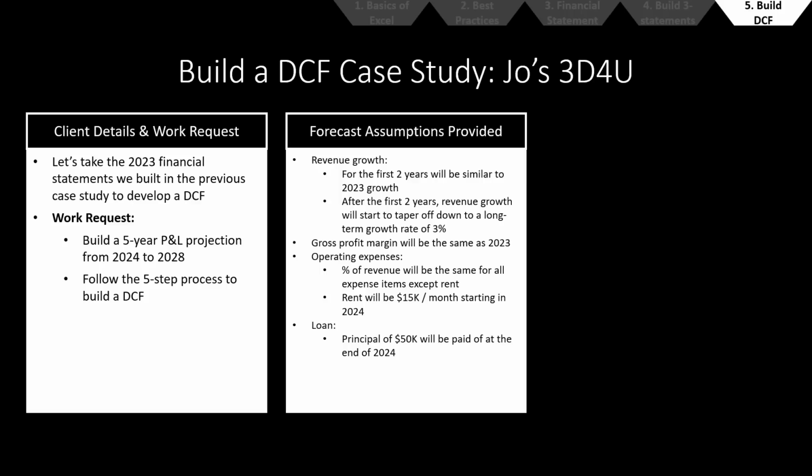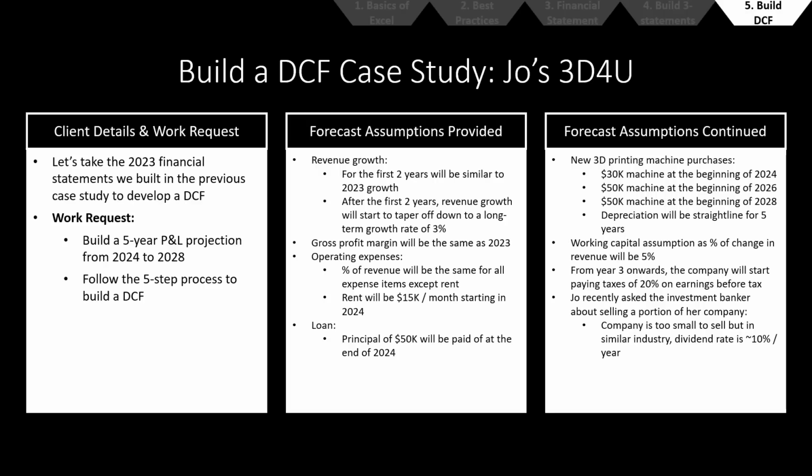Gross profit margin will be the same. Operating expenses as a percentage of revenue will be the same for all the expense items except rent, which will grow from $10,000 a month to $15,000 a month. Remember that the principal payment for the loan will be paid off at the end of 2024. Joe will not be getting any more loans after that.